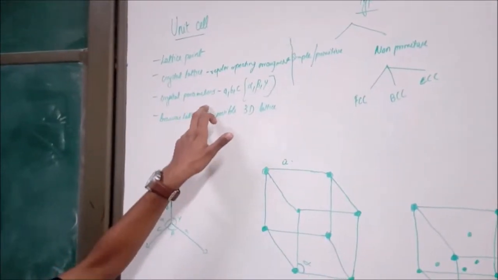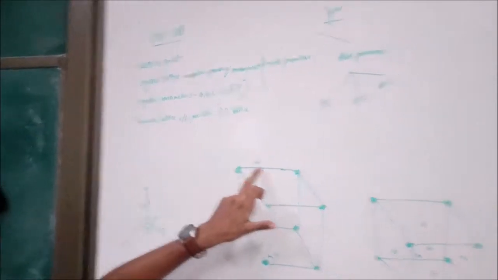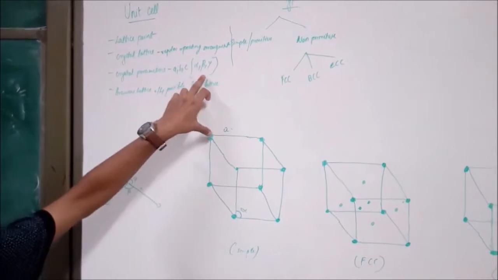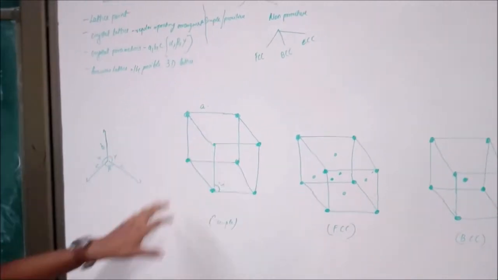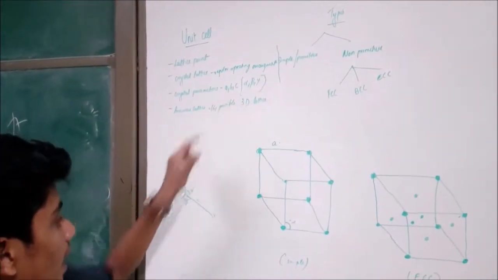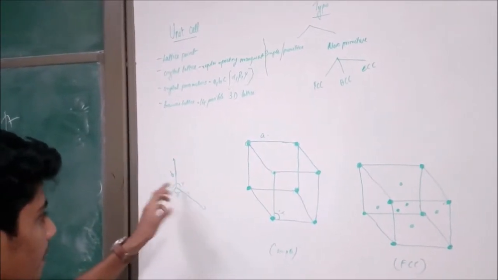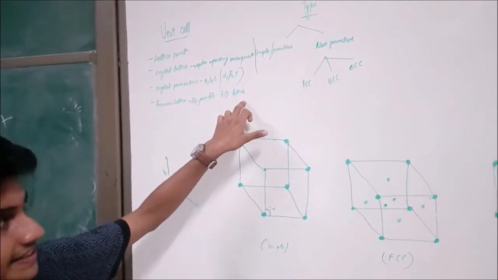And crystal parameters A, B, C. These are the edge lengths, based on the axes. And gamma, beta, alpha, those are the angles of a unit cell. Bravais lattice: the arrangement of these beta, gamma, alpha, and A, B, C. There are 14 possible 3D lattices.